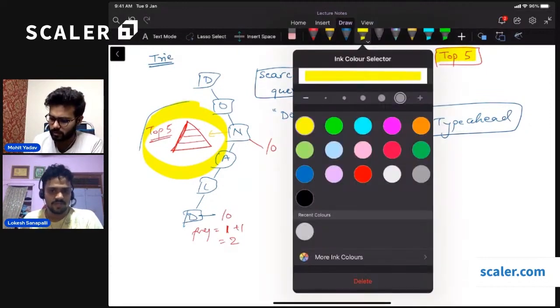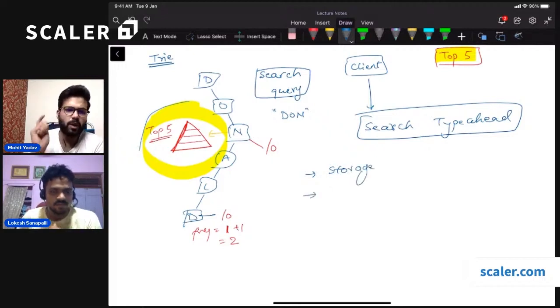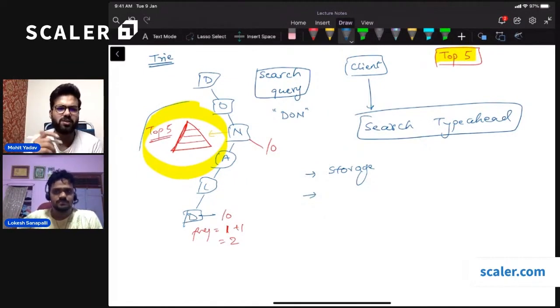The first problem is data partitioning. I'd say storage. The entire trie that we are building cannot fit into one machine because we are storing the trie of all the searches. So that is one problem. What is the other problem?